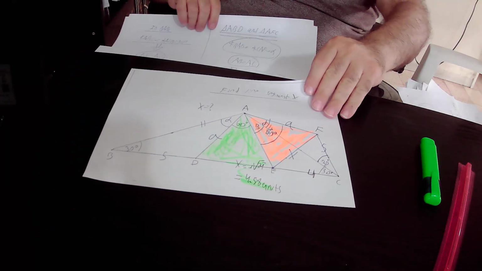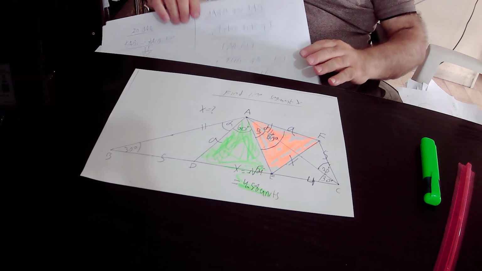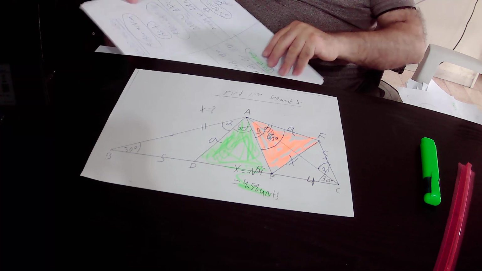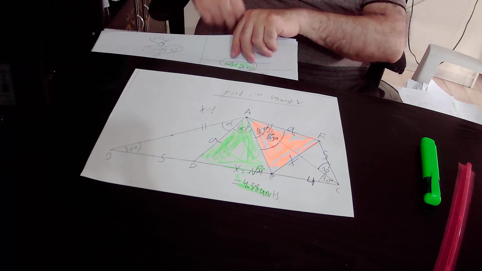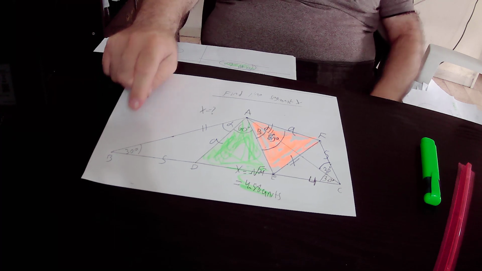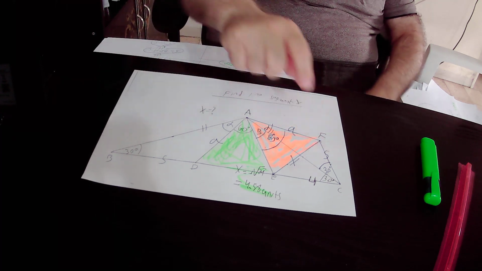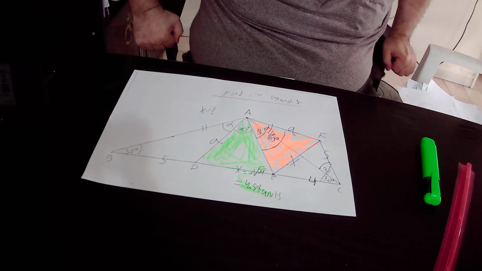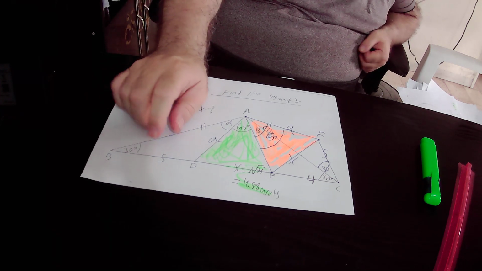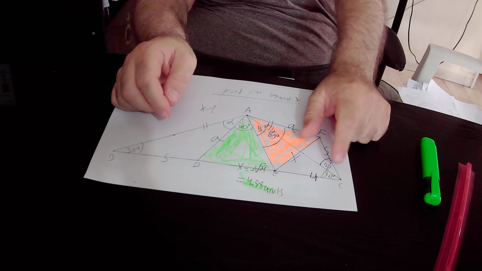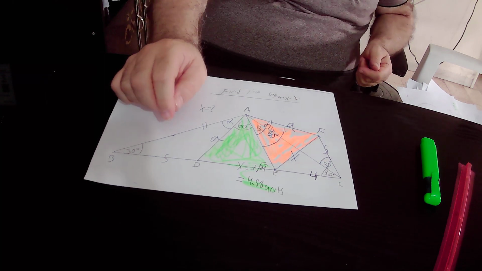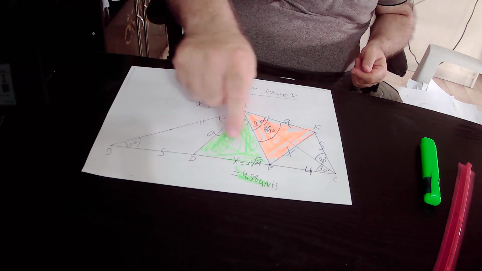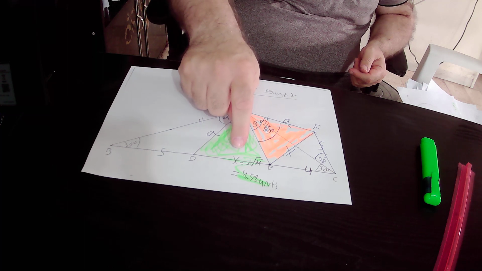So, in the drawing we have triangle ABC. Angle ABC equals 30 degrees. Angle ACB also equals 30 degrees. Line segment BD equals 5 units. Line segment EC equals 4 units. And our mission is to find out the length of line segment DE, that is equal to X.